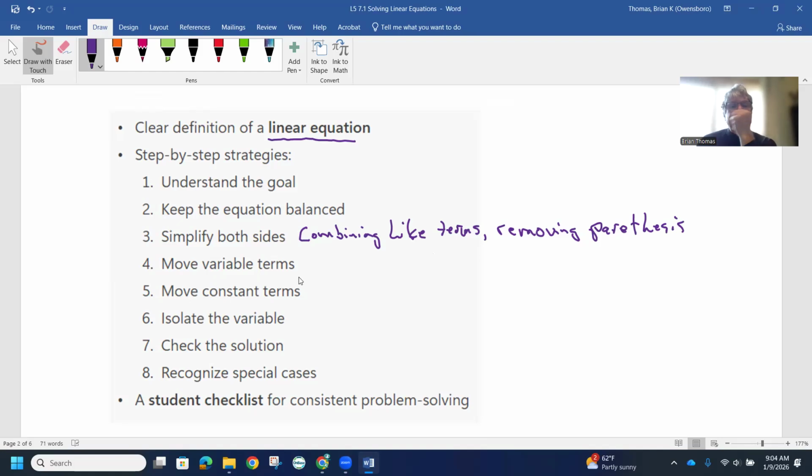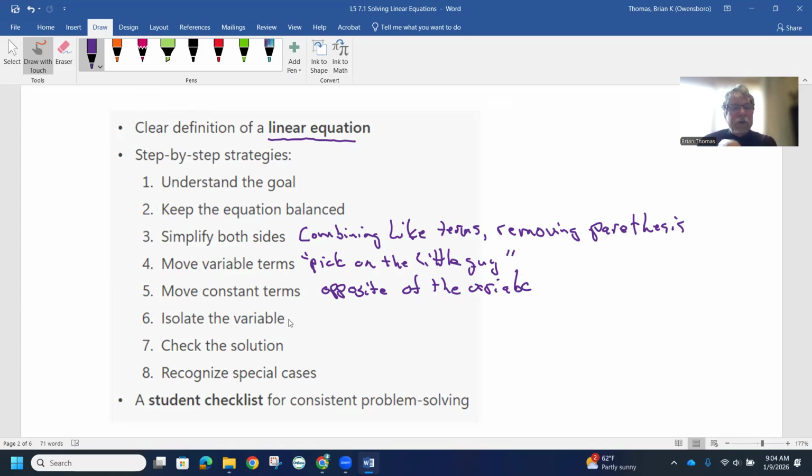Then we need to get the variable on the same side of the equation. This is what I refer to as pick on the little guy. Once we get the variable on the same side, then we want to move the numbers opposite of the variable. They want to go on their side of the equation, on their side with the variable.